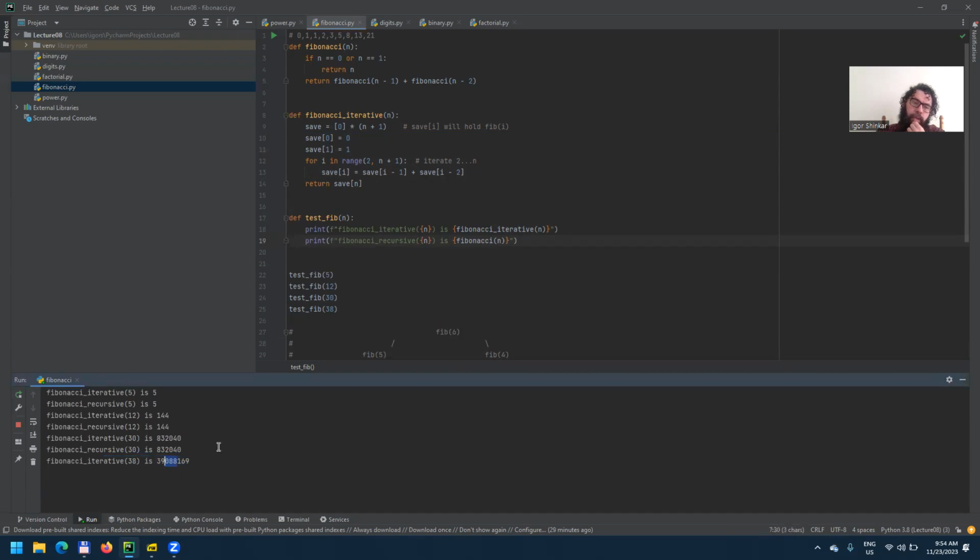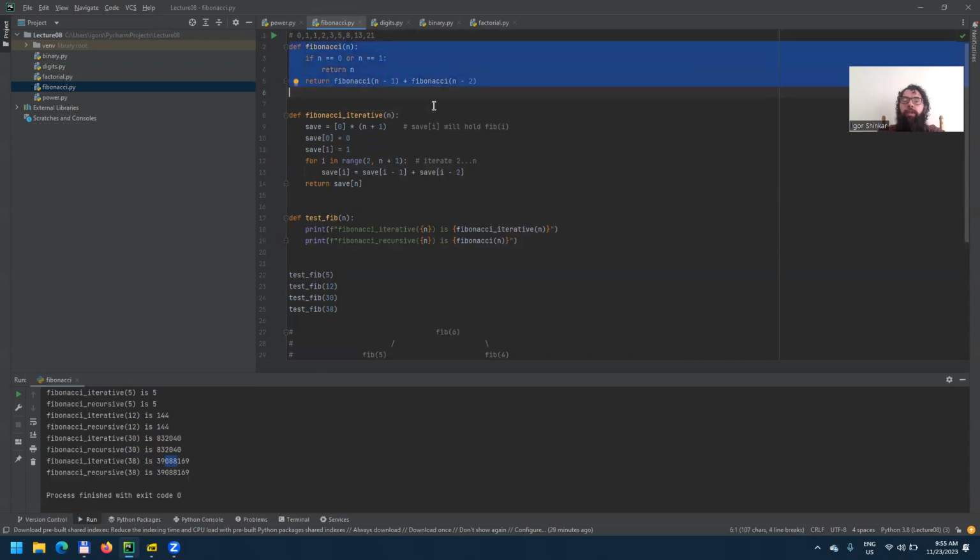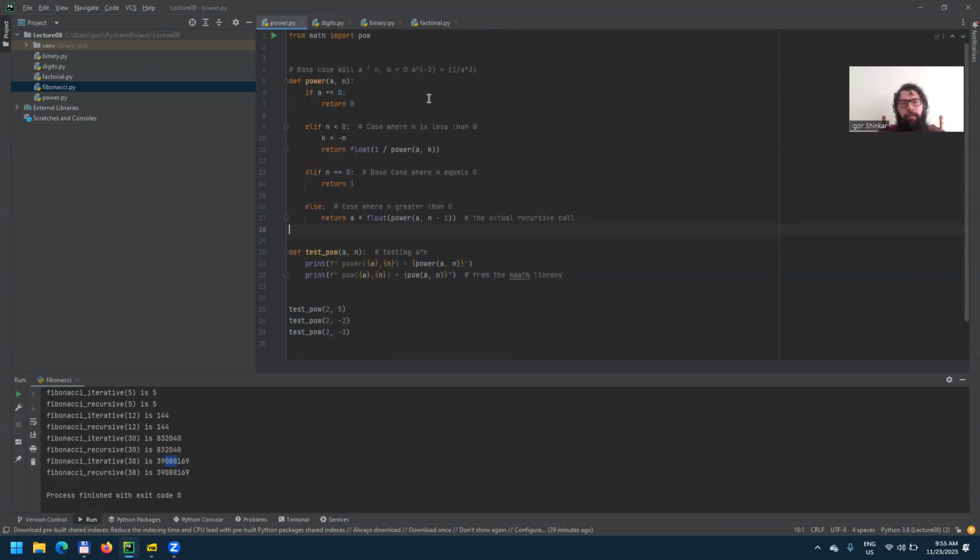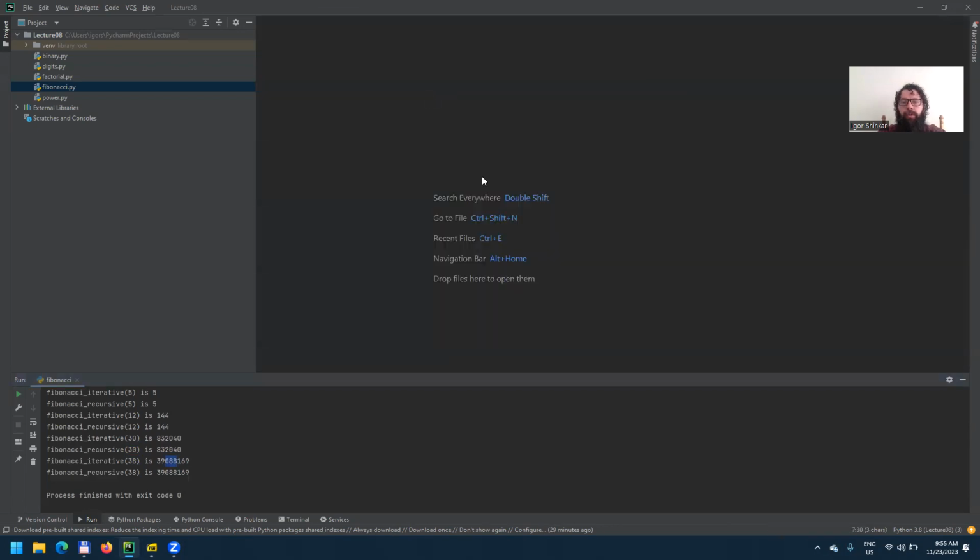But recursive of 38, yeah, it takes a while. Okay, so this example says that we can compute the Fibonacci numbers iteratively, and we can compute them recursively, and in this case, iteration is more efficient, although the recursive seems to be more natural. And there will be examples where recursion is more natural. Okay, so that's our example of Fibonacci numbers.